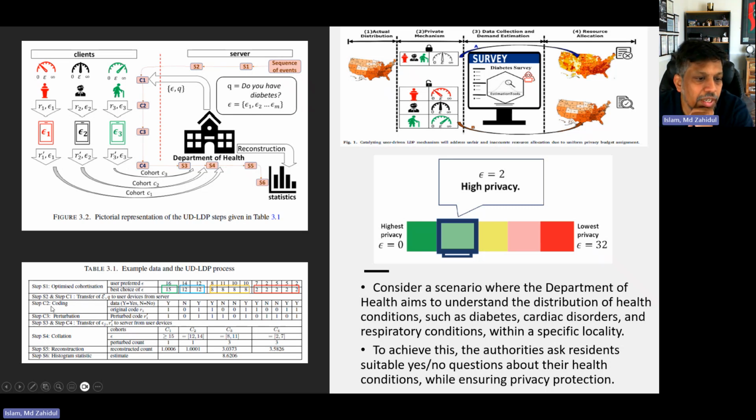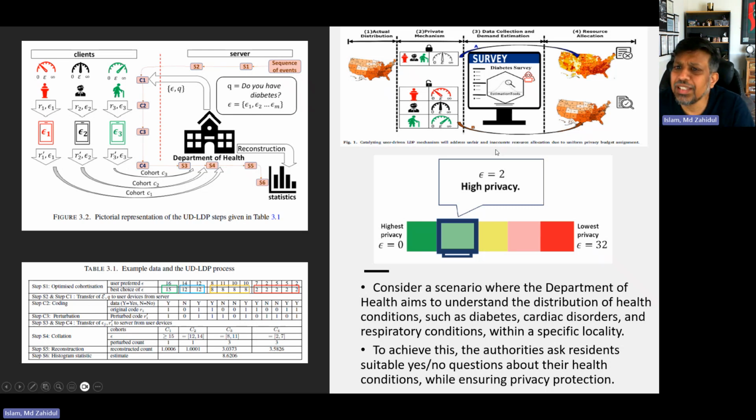After that, step C2 is the coding. Coding means, based on these specific epsilon values, let's say participant 1's answer was yes and 2's answer was no. Now, based on these specific epsilon values, the original answer, yes, which is 1, and no, which is 0, may get changed. Some of the yeses will be changed to noes, and some of the noes will be changed to yes, something like that.